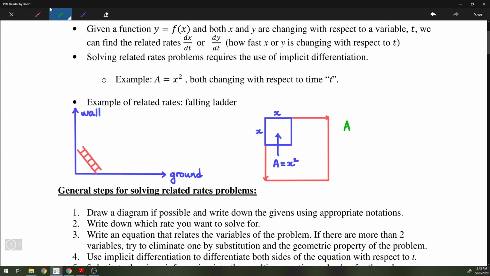And it's related like this. We have A equals x squared. If we take the derivative of both sides, we have dA/dt, which is the rate of increase or decrease of the area of the square in terms of time. And that's going to be equal to 2x multiplied by dx/dt, and that is the rate at which the side length is increasing. dA/dt and dx/dt are related rates.